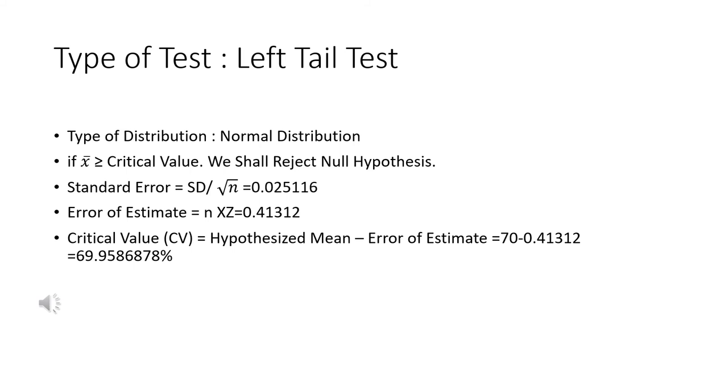So now let's talk about the type of test I used. I used a left tail test. Type of distribution was normal distribution, and now I see that if X bar is greater than or equal to the critical value, we shall reject the null hypothesis. Standard error came out to be 0.025116. Error of estimate came out to be 0.41312. My critical value is equal to hypothesized mean minus error of estimate, which came out to be 69.958678%, which is almost close to 70%.